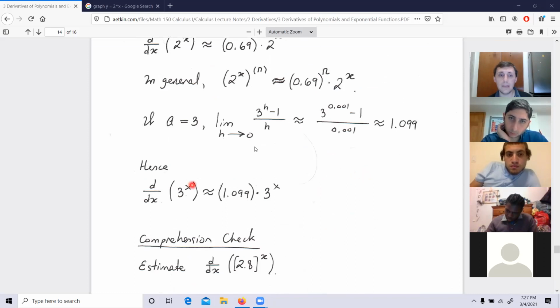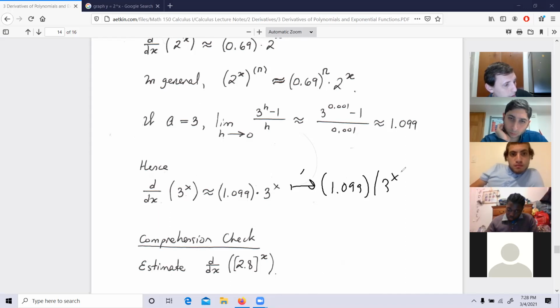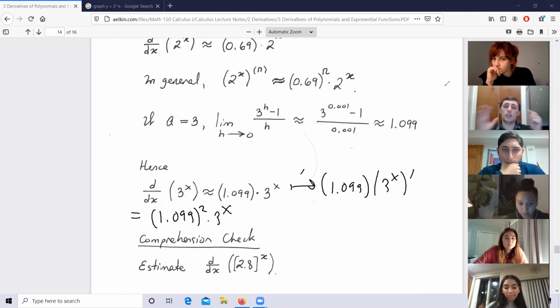Do you agree? If I were to take more derivatives of 3 to the x, then take the derivative one more time. That would be 1.099 times the derivative of 3 to the x, which will produce an extra copy of 1.099. So that would be 1.099 squared times 3 to the x and so on. You see? My point, you can continue taking derivatives, and every time you take the derivative, just multiply by that scalar. That's approximate. That's not the right solution, right? It's just an approximation.